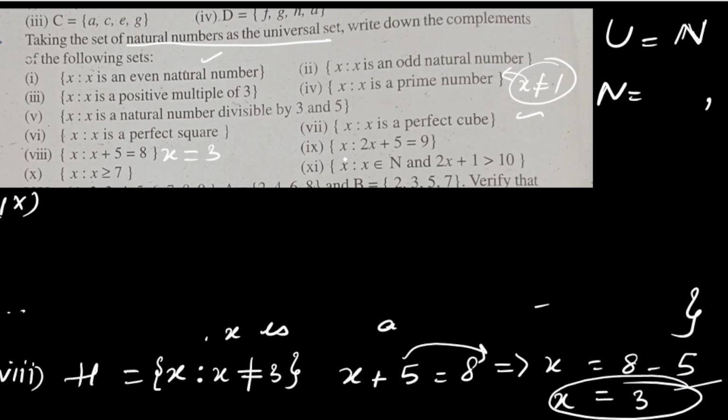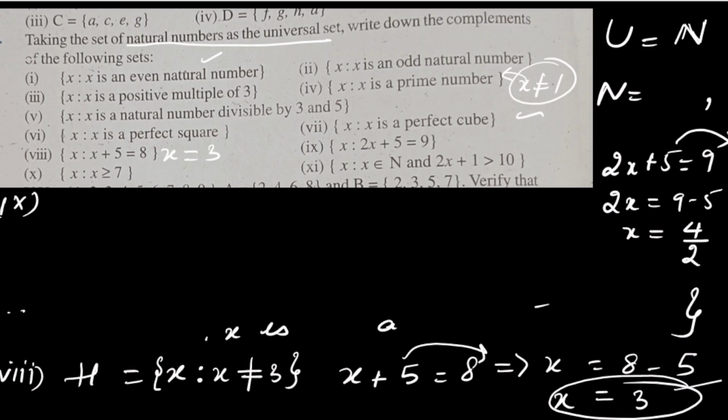In the ninth part, again here I'll just simplify. It's given to us 2x plus 5 is equals to 9. If we solve this linear equation, first of all I am sending this 5 to the other side. So I'll get 2x is equals to 9 minus 5. 9 minus 5 is 4. So x is equals to 4 by 2, which is equals to 2. So here they have given us x value equals to 2.